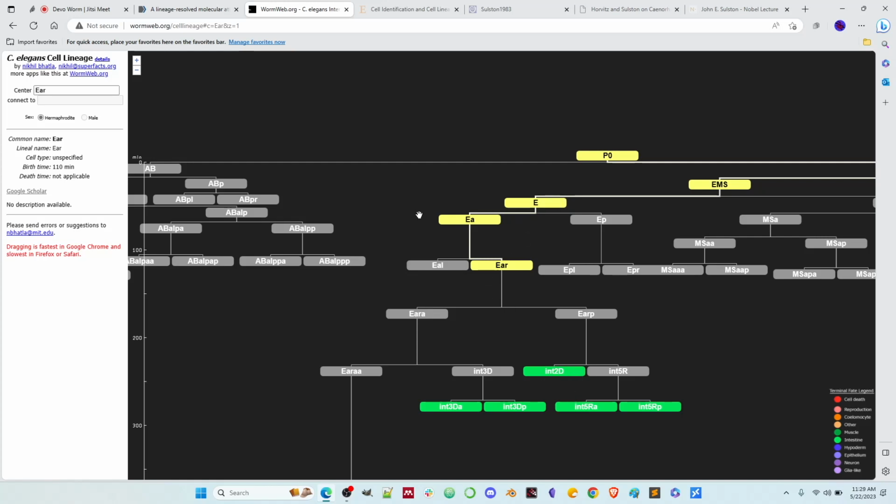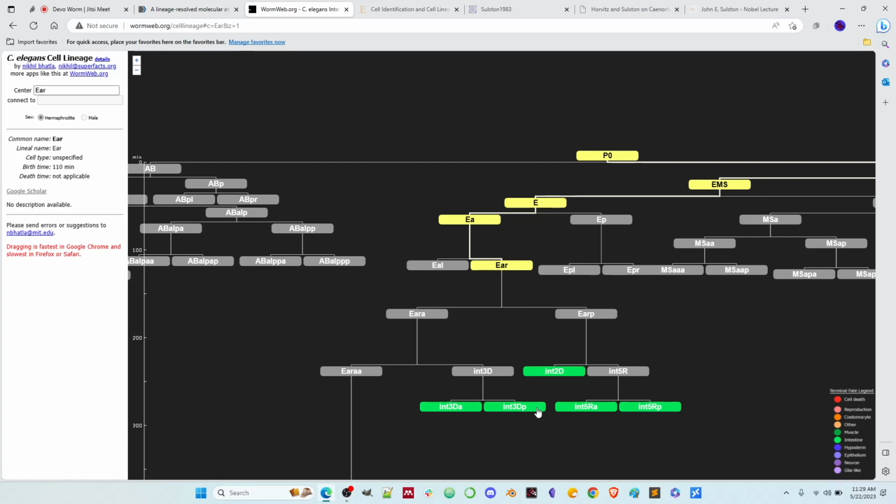So E divides until you get to intestinal cells. So these are intestinal cells that now, in this case, you have intestinal 2D, which is terminal. That means it differentiates into this cell, and then it stops dividing. In this case, intestinal 5R actually divides into 5RA and 5RP. So you have this division even when you identify it as a terminally differentiated cell. So it's not always the case that terminally differentiated cells don't divide, but in general they don't. Sometimes you get a precursor of some type, and then you get the final cell.